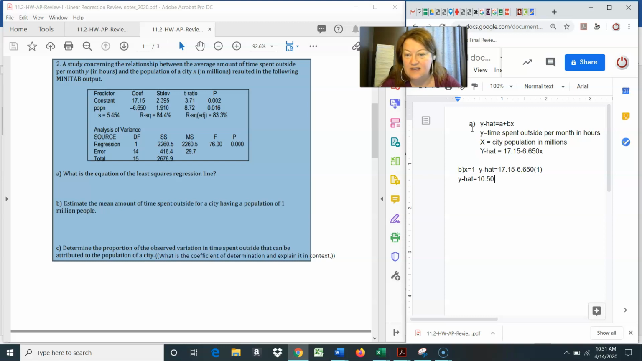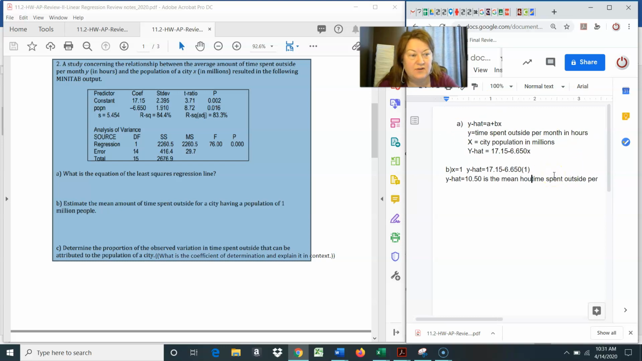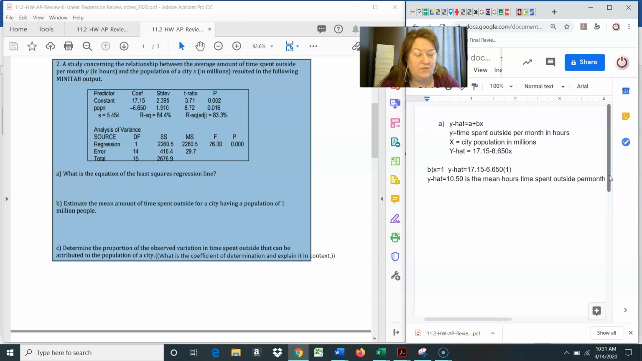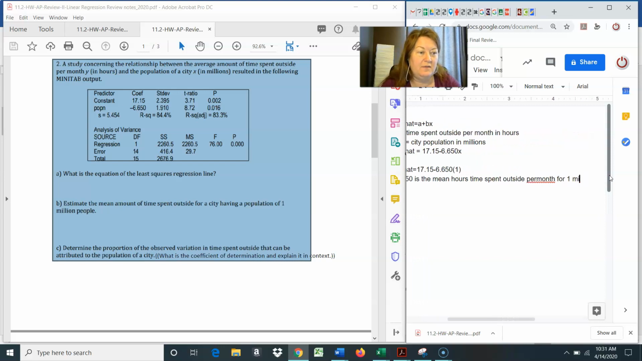They said estimate the mean time spent outside, so the answer is: the mean hours of time spent outside per month for a city of 1 million population.